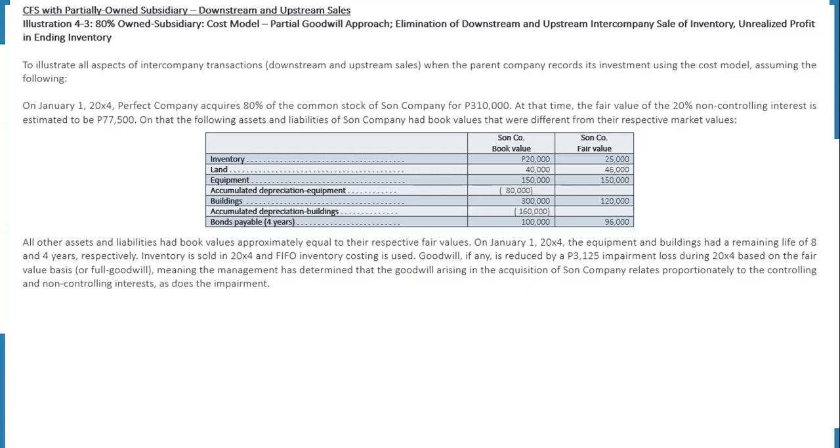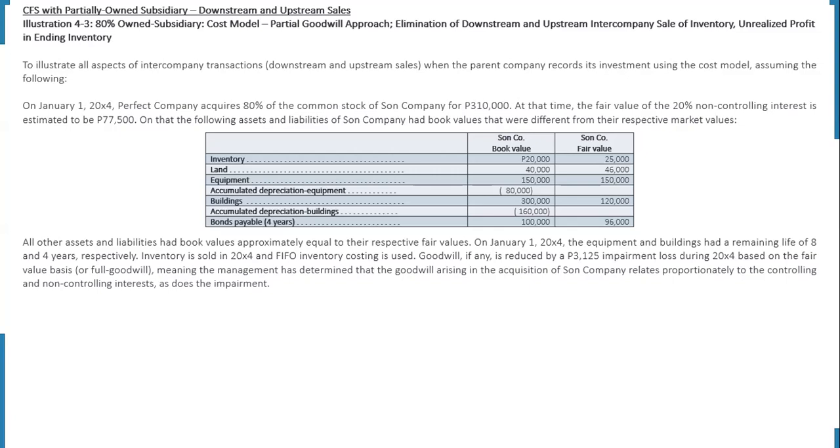On January 1, 2024, Perfect acquires 80% of the common stock of Sun Company for 310,000. At that time, the fair value of the 20% non-controlling interest is estimated to be 77,500. On that date, the following assets and liabilities of Sun Company had book values that were different from their respective market values. So we have the accounts of Sun Company at book value and at fair value, with the adjustment debiting inventory.